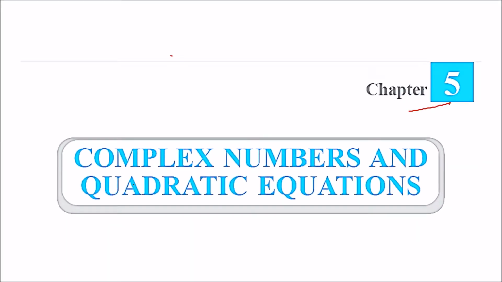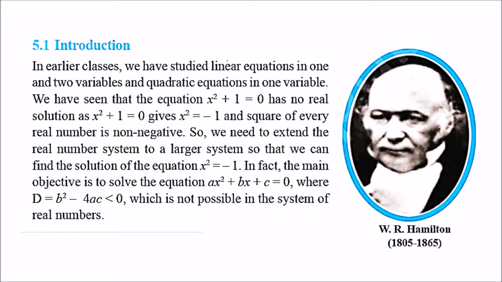Now this is chapter 5, complex numbers and quadratic equations. In the previous classes, we have studied linear equations in one variable. We have also seen quadratic equations in one variable. And we also have seen an expression like x square plus 1 equal to 0.